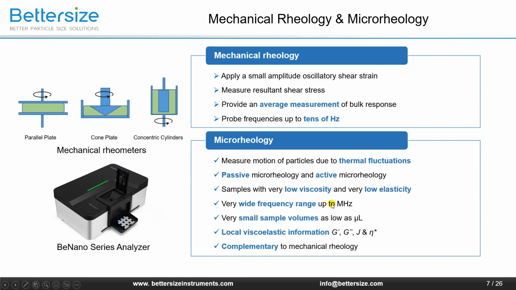Passive microrheology uses inherent thermal energy as applied force to move the tracers, while active microrheology uses externally applied forces to move the tracers. As a result, microrheology has several benefits, including the ability to measure samples with very low viscosity and elasticity and to measure over a wide frequency range. Compared to mechanical rheology, the sample volume is very small, only a few microliters are required. It can also provide local viscoelastic information such as G', G'', J and eta star. In addition, microrheology can show good agreement with mechanical rheometers. It can be used as a complement to mechanical rheology.